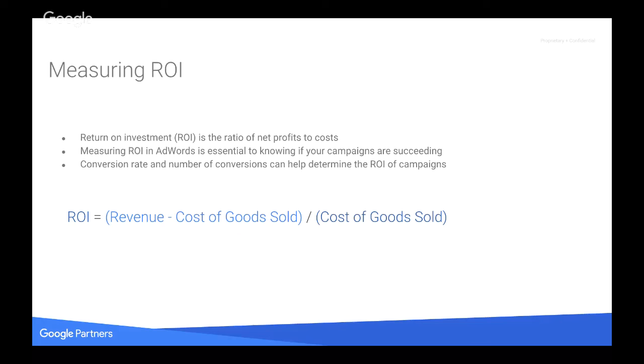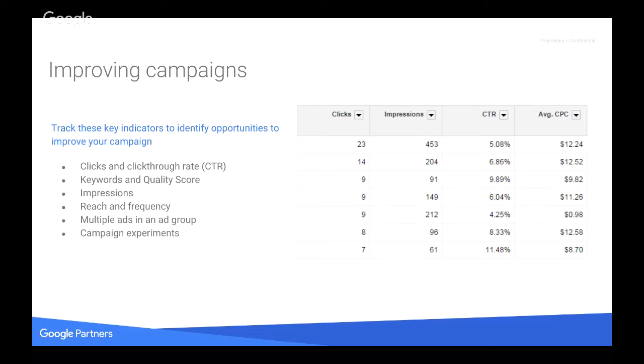Now, your return on investment is essentially the ratio of net profits to cost, and measuring ROI on AdWords is essential to knowing if your campaigns are succeeding or not. So your ROI, in general, is your revenue minus your cost of goods sold, divided by your cost of goods sold. In AdWords, using conversion tracking, you can assign a value to each signup that comes to your site. Say someone makes a purchase on your site after coming through from an AdWords ad, you can go ahead and assign it a value, which is how you know what your revenue is. You can look at your AdWords cost to tell what your cost of goods sold is, and that's how you can optimize for your return on investment.